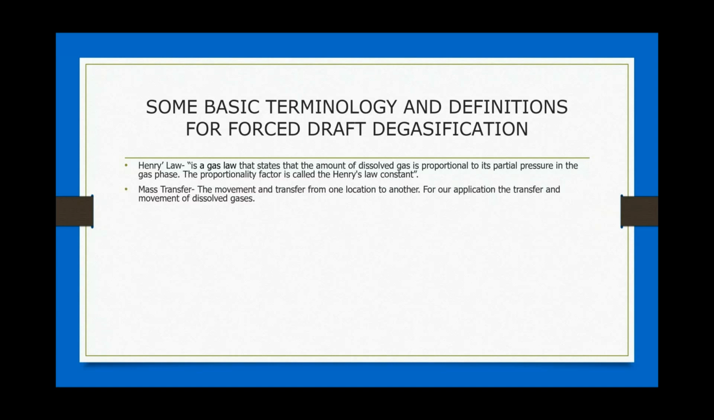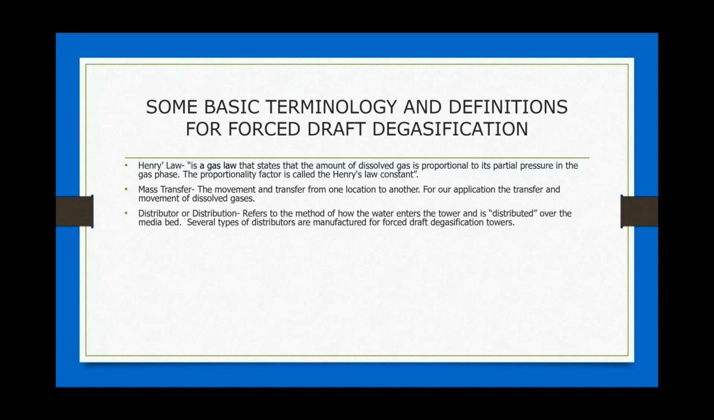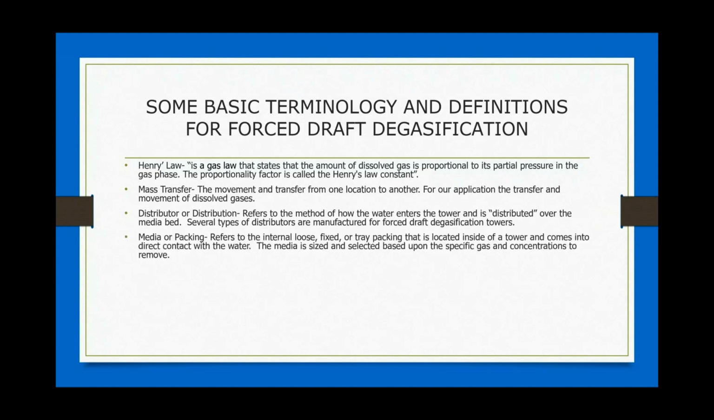Mass transfer is the movement and transfer from one location to another. So for our application, the transfer and movement of dissolved gases is how we're discussing this today. The distributor or distribution refers to the method of how the water enters the tower and is distributed over the media bed. Several types of distributors are manufactured for forced draft degasification towers, and we'll discuss probably 3 or 4 of them today. Media or packing refers to the internal loose, fixed, or tray packing that is located inside of a tower and comes into direct contact with the water, and the media is sized and selected based on the specific gas and concentrations to remove.